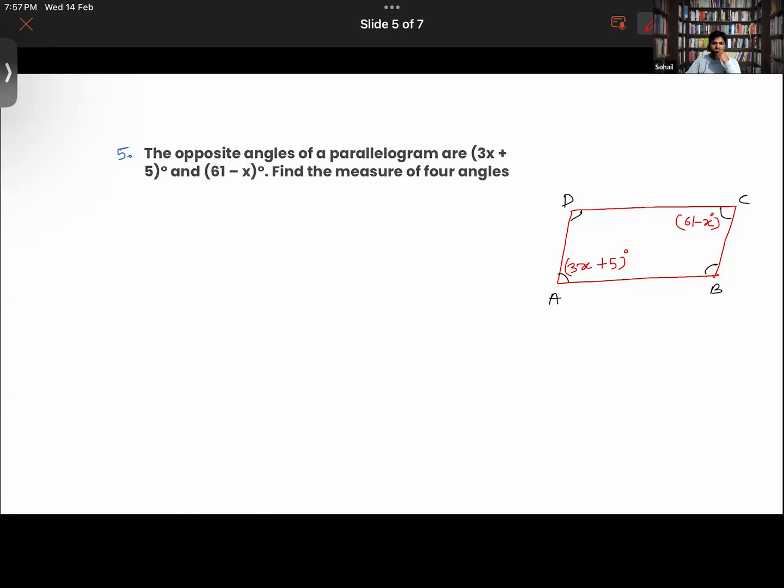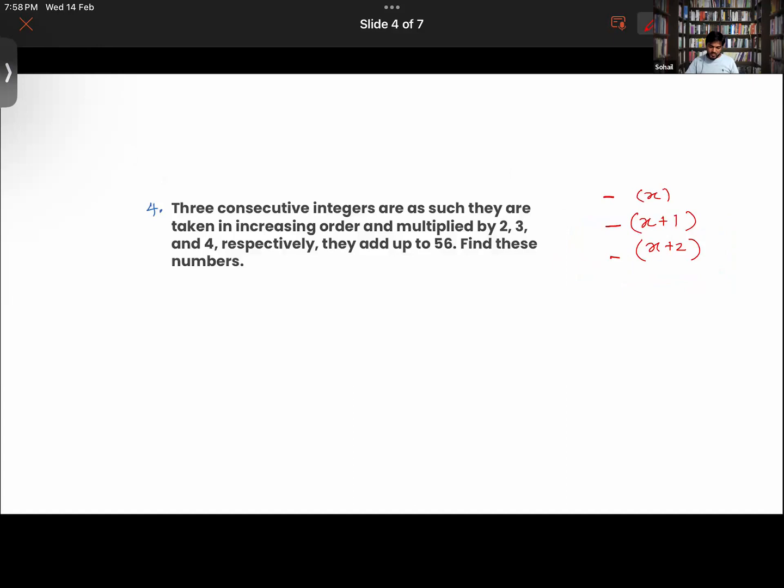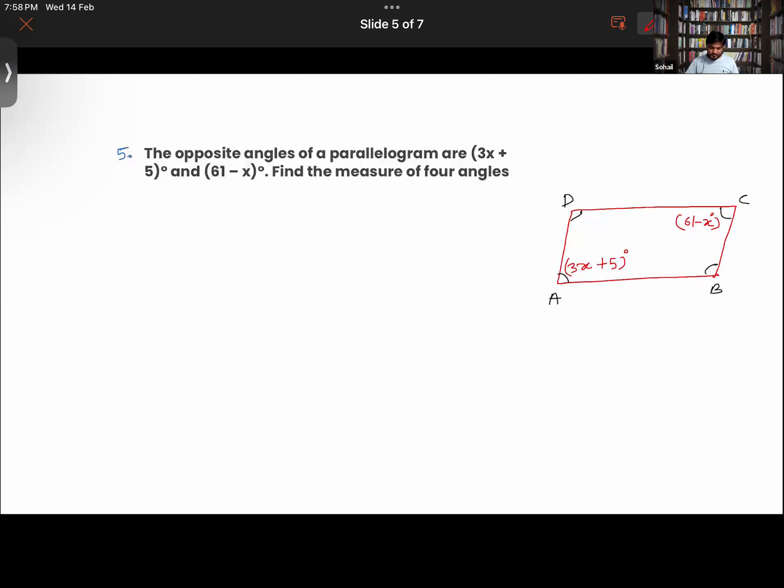So in question number 4, my answer is coming in decimals. In question number 4? Yes, sir. Okay, solve it. I will check it later. Now move on to solve the next question.